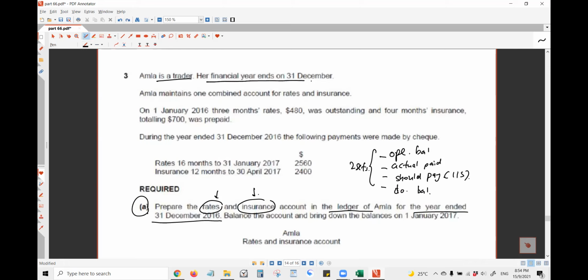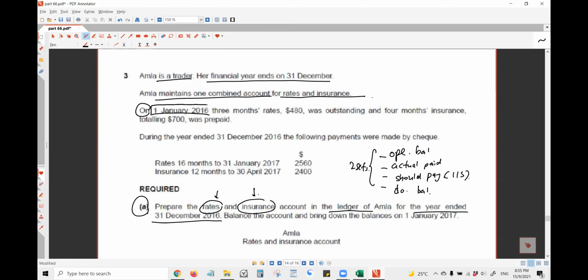Her financial year ends on this day. AMLA maintains one combined account for risk and insurance. Okay, makes our life more miserable. But no choice, we have to do this in the exam. Don't skip it.